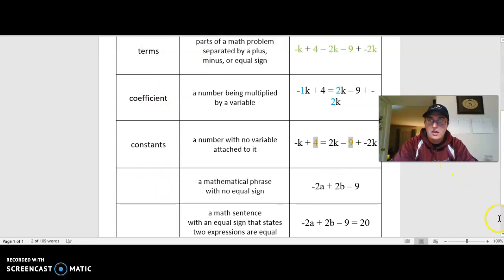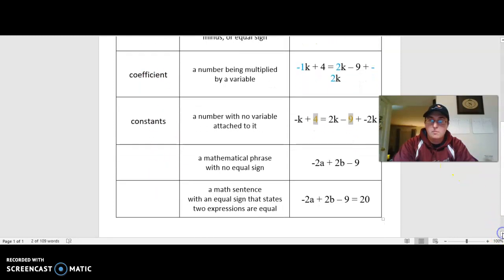All right. The next definition we have is a mathematical phrase with no equal sign. That is an expression. And finally, a math sentence with an equal sign that states two expressions are equal. That is an equation. So remember, equation, equal. All right, that is a real quick rundown of our notes.